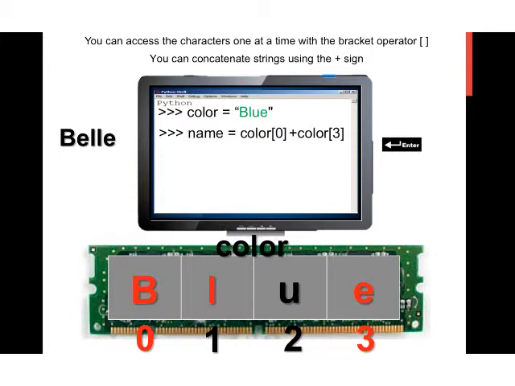Since the third and fourth letter, which is L, is the same letter, we can duplicate the letter using the multiplication symbol, star times 2. And for the last letter E, we call it as color 3.